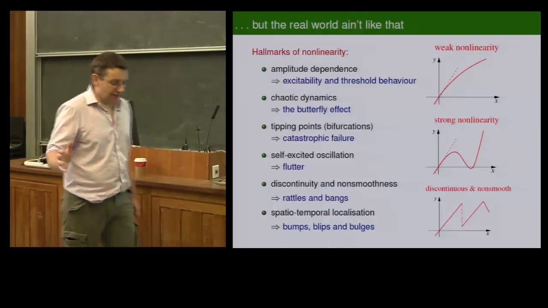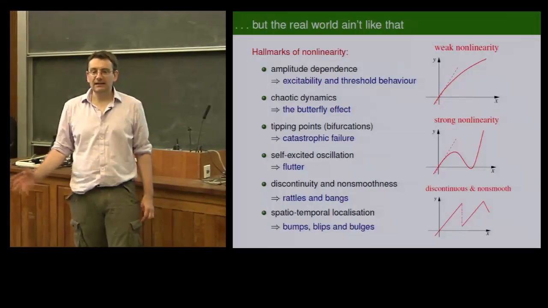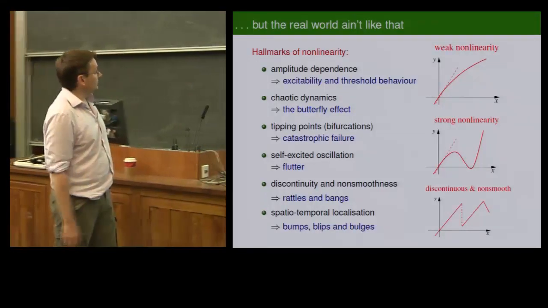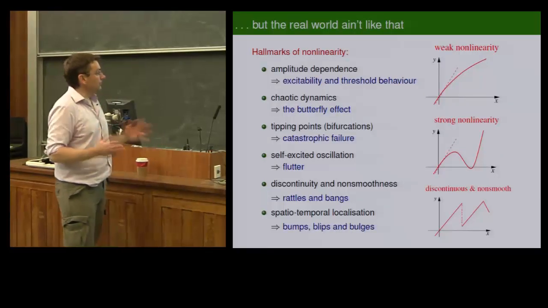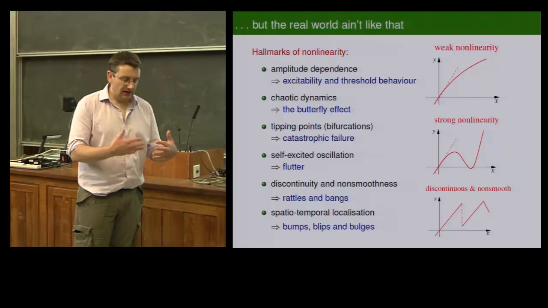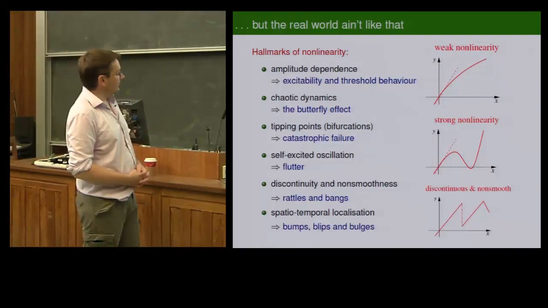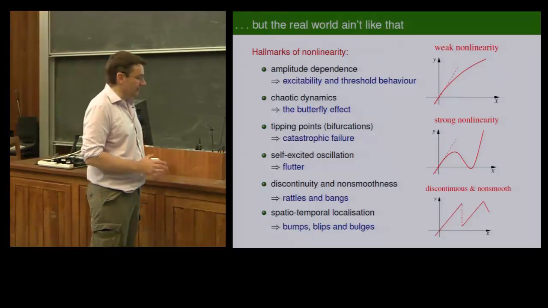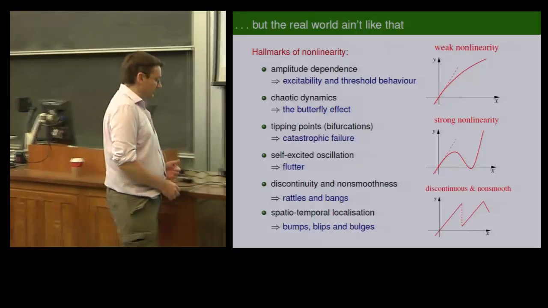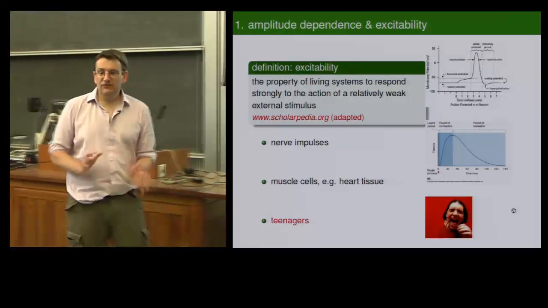I'm going to show you that the dynamics from certain inputs can be completely chaotic. They needn't be regular, from very simple systems. I'm going to talk about tipping points or bifurcations. I'm going to talk about systems which, when you drive them a little bit harder, naturally start to oscillate. I'm going to talk about discontinuous things and non-smooth things, and I'll say just a little bit about spatiotemporal localization. So these are just flavors.